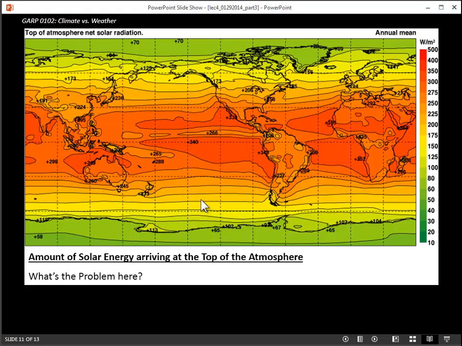Now, this is a pretty funky map, so let's take this one. Let's pick apart this graphic piece by piece. We'll start here again, top of the atmosphere, net solar radiation. Okay, fine. That's that value we saw on the last graph, watts per square meter insolation. That's simply, you can call it, the amount of heat that arrives from the sun at the top of the atmosphere of the Earth. Now, here we're having a map.